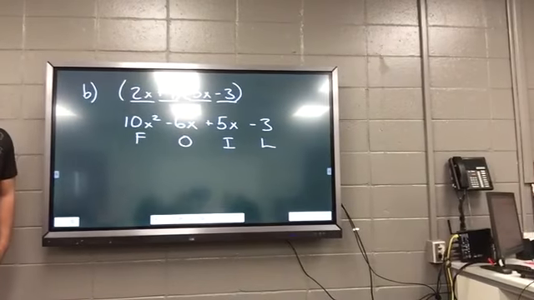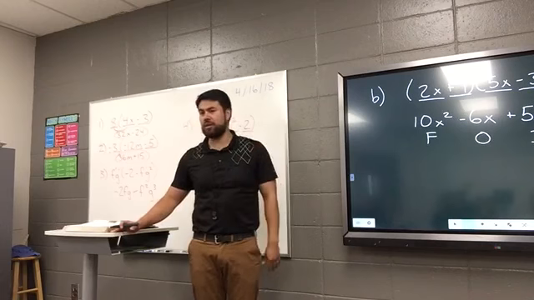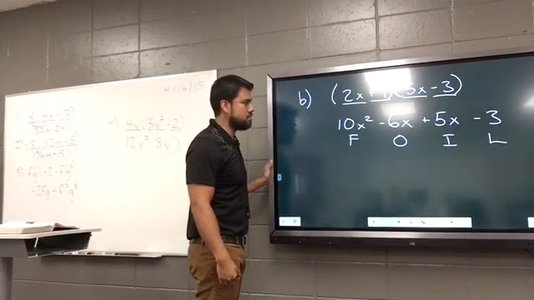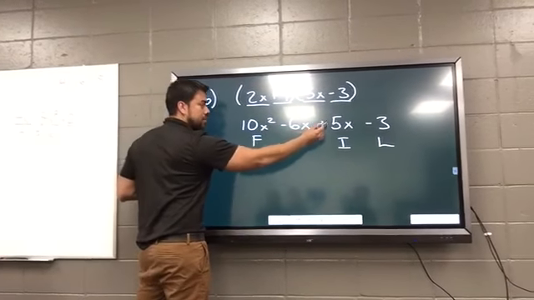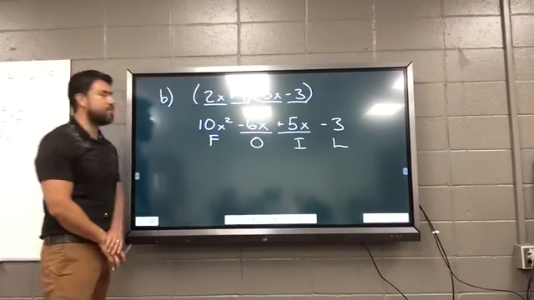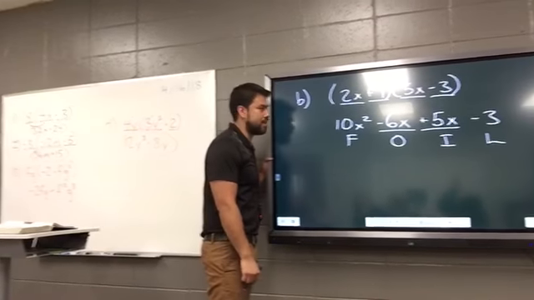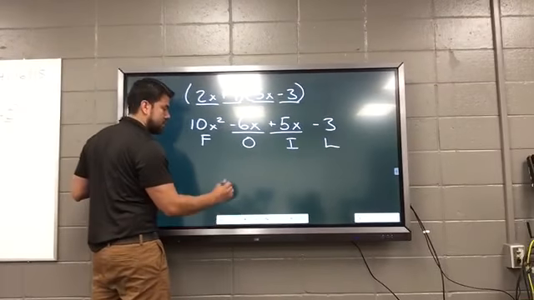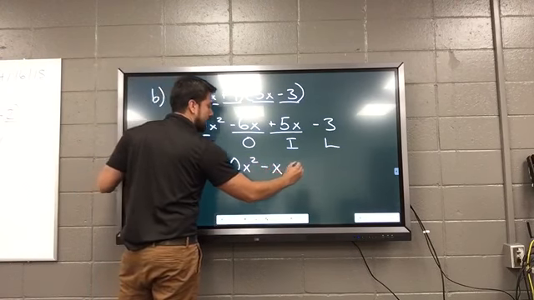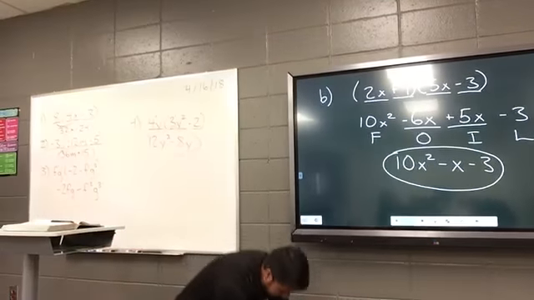Okay. Are there any like terms in these 4 terms that I got when I multiply? Yes. Okay, Elizabeth? Negative 6x and positive 5x. So these 2 terms can be added, and what do they give me? What's negative 6x plus 5x? Max? Negative 1x. So I'm left with 10x squared minus x minus 3.